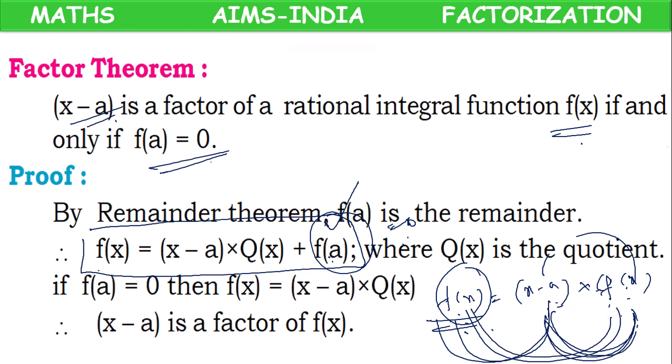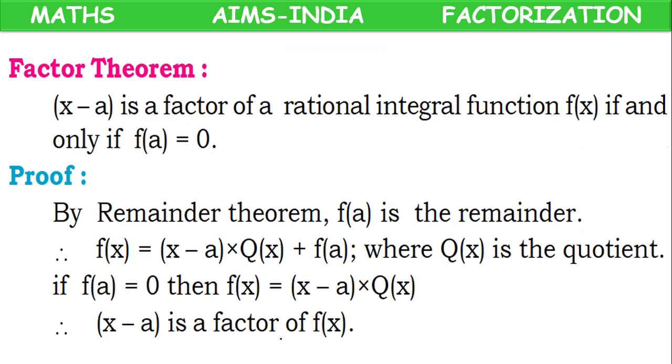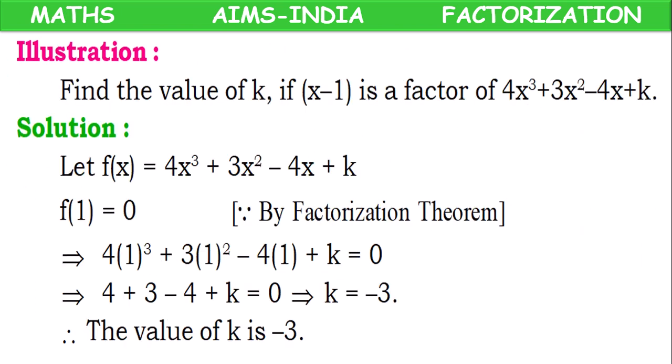This is possible because f of a equal to 0. So this is about the factor theorem, children. We can use this factor theorem and we can find the unknown values.